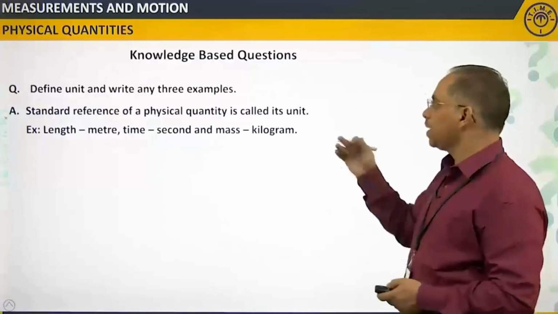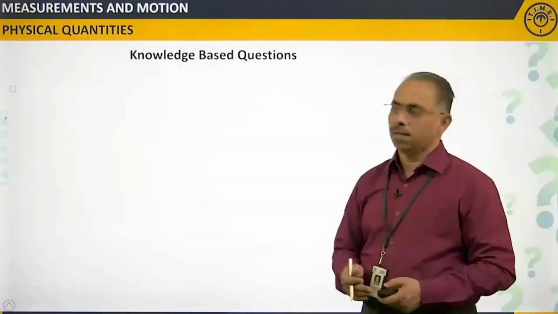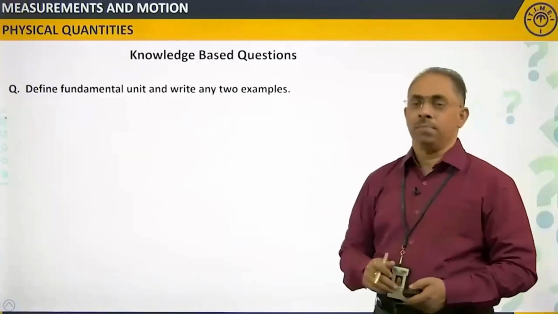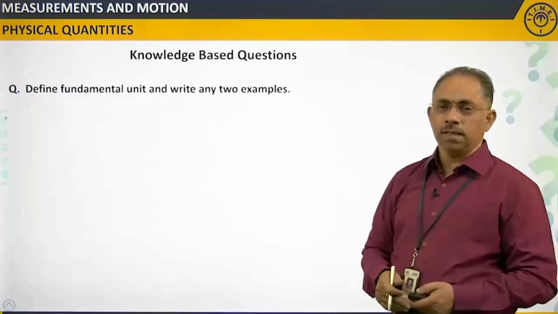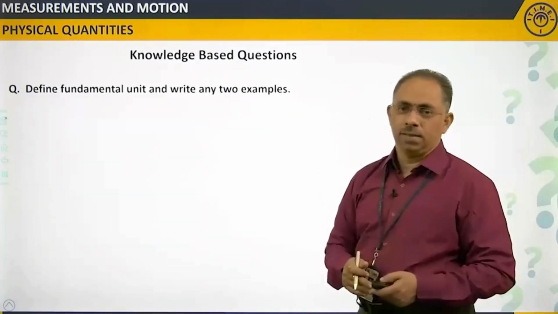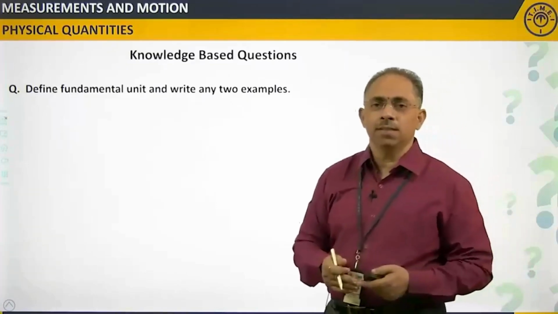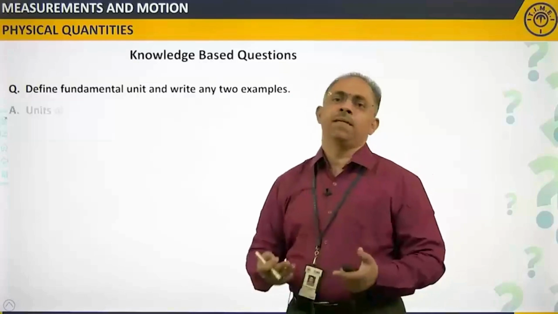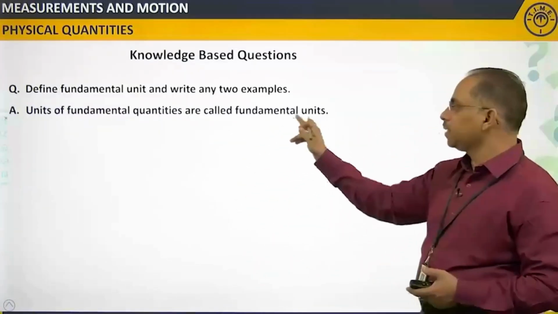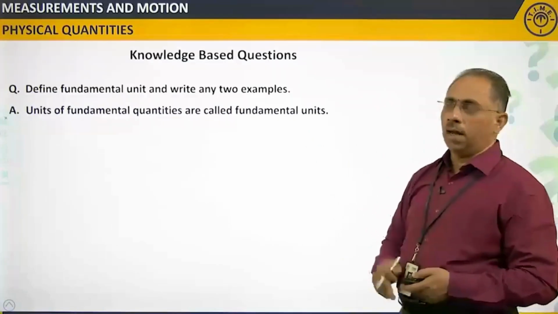Let us look at the next question. Define fundamental unit and write any 2 examples. We saw what is a unit. So, when I say fundamental unit, what does it mean? Unit of a fundamental physical quantity. This is how we will define it. Units of fundamental quantities are called fundamental units. And what more is he asking?